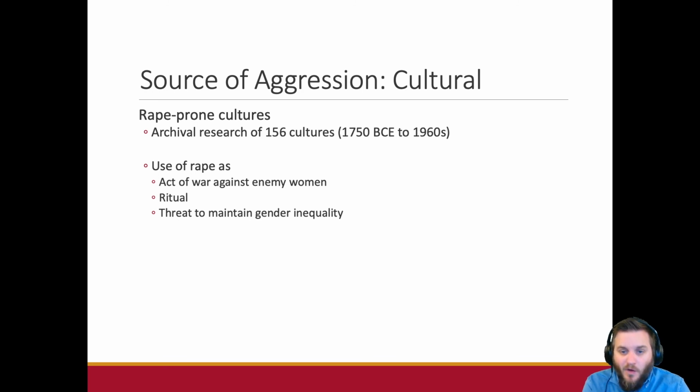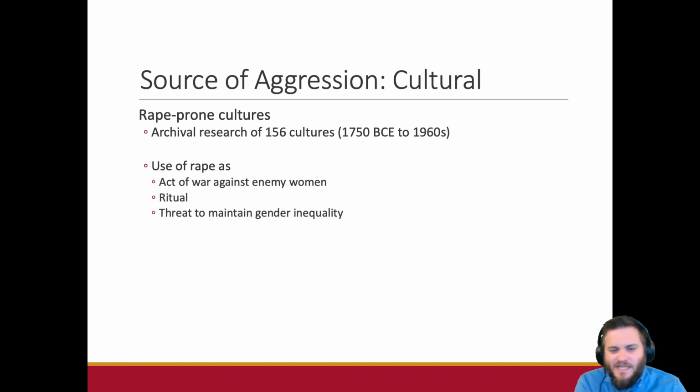According to Peggy Sanday, there are unambiguous rape-prone societies, 17%. But then on the other side of the coin, a large number of societies are rape-free, 47%. And then in the middle, 36%, rape is present in the remaining societies. So: rape-prone, rape-free, and in the middle, rape present. The United States is one of the 36% where rape is still present.